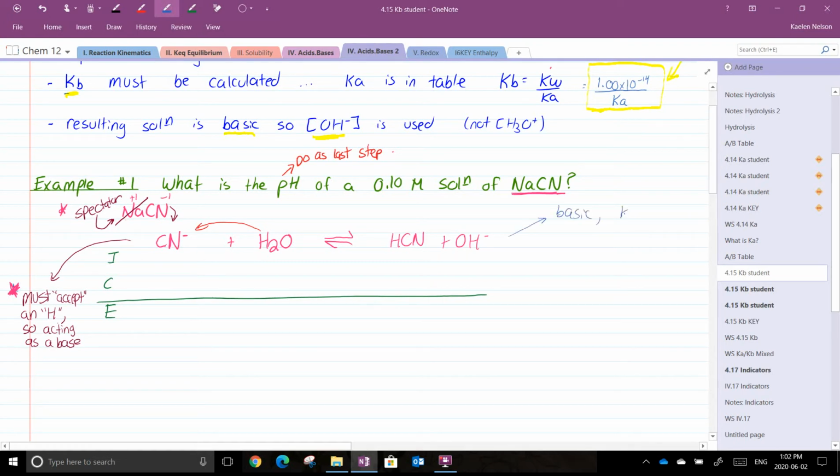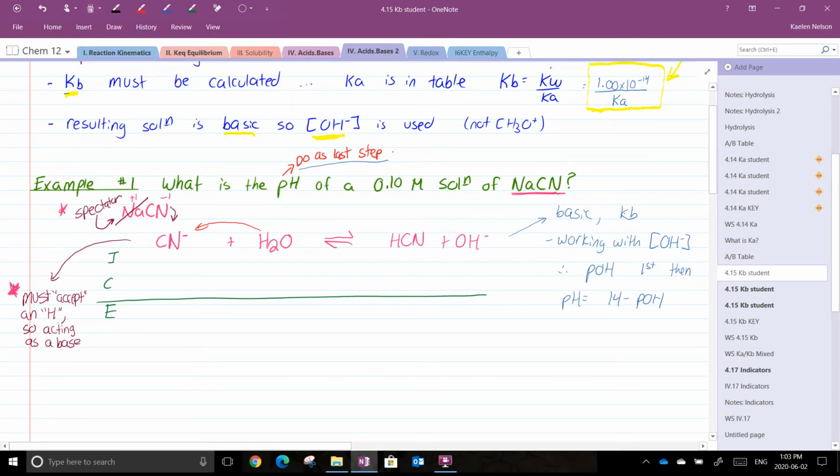Okay, so as expected, this tells us that it's basic. We're going to need a Kb, and you're going to be working with OH minus concentration. Therefore, your pOH first, then, as it said in your little hints here, do as last step: pH equals 14 minus your pOH. Okay, so that's the little tricks to do with the basic. Those are your changes.